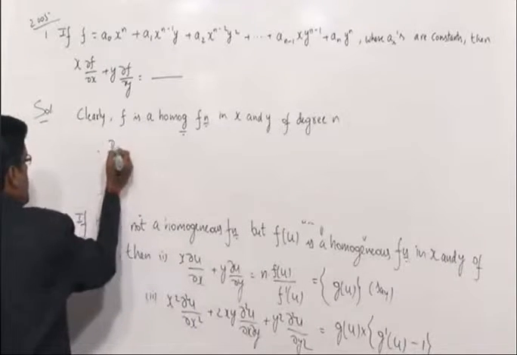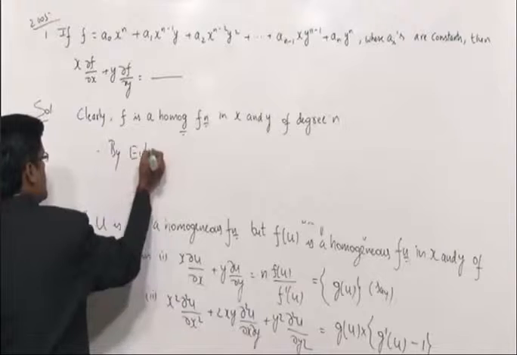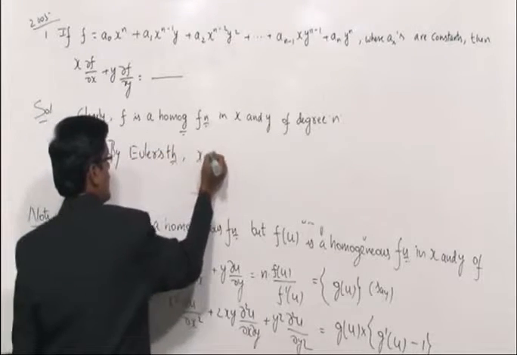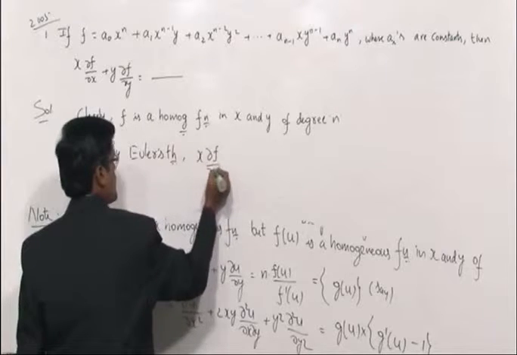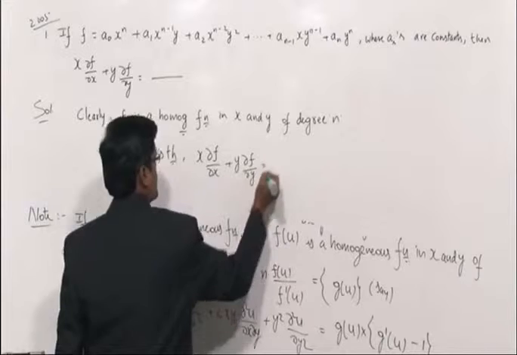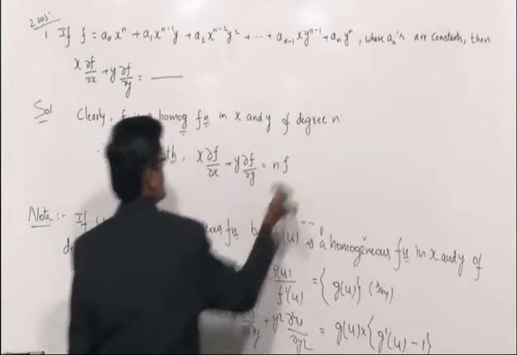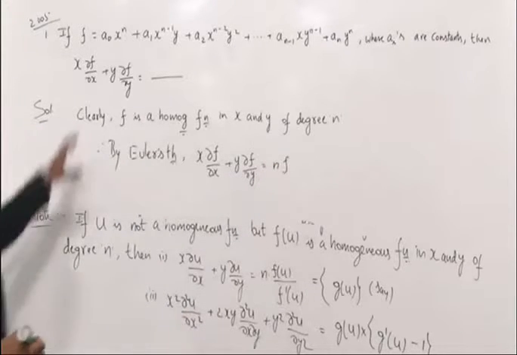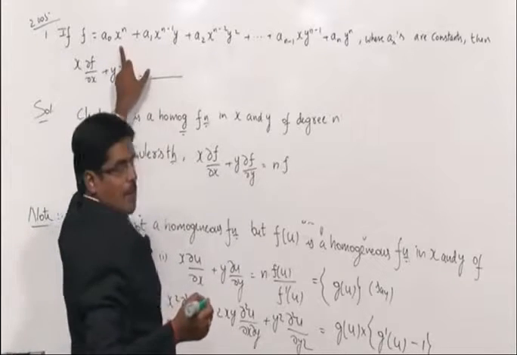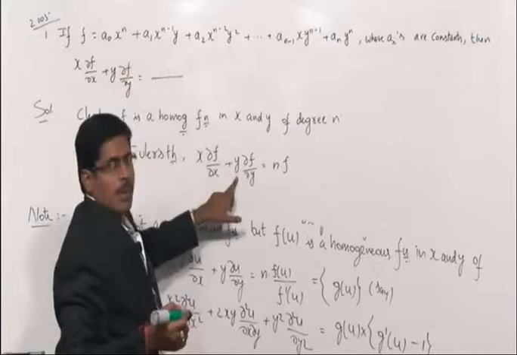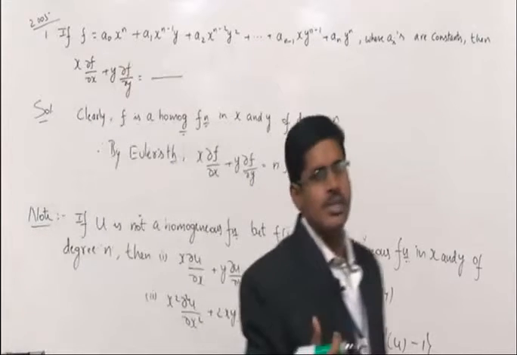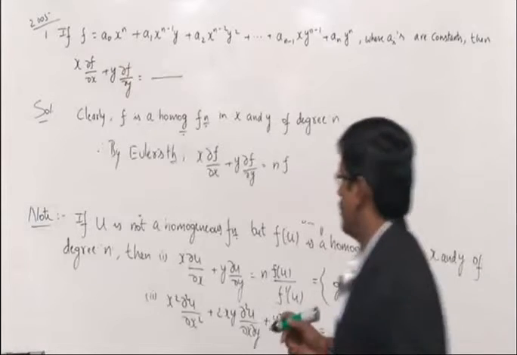Therefore, Euler's theorem tells that x del f by del x plus y del f by del y is equal to n into f. Or at home you can find the partial derivative with respect to x and then multiply by x. Second step, partial derivative with respect to y and then multiply by y. Add these two results, you will definitely get n into the given function. That is the beauty of Euler's theorem.